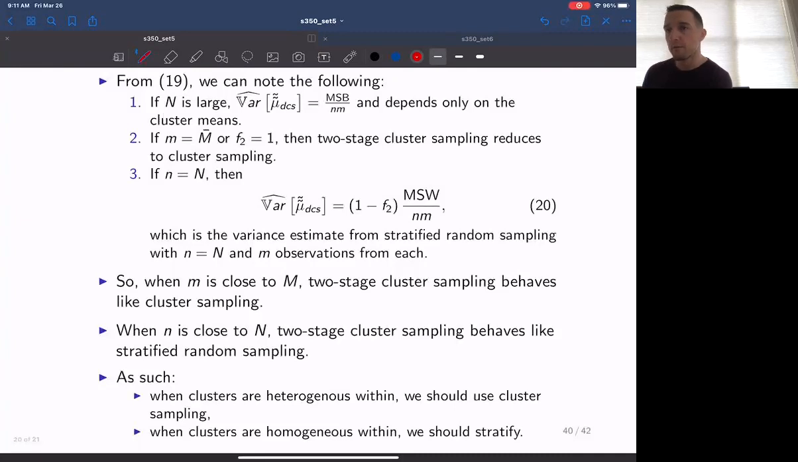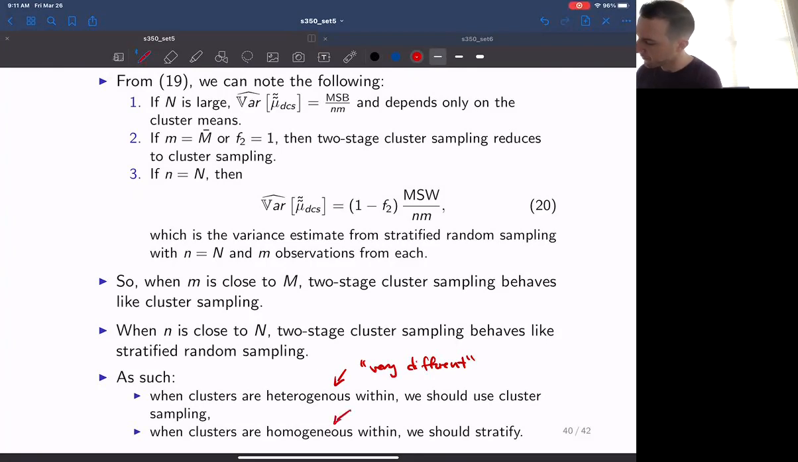So from this, we can say that if the clusters are heterogeneous within, so if the clusters are very different within, we should use cluster sampling. And if the clusters are very similar within, then we should stratify.